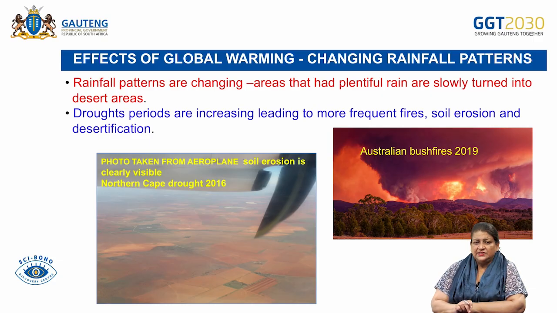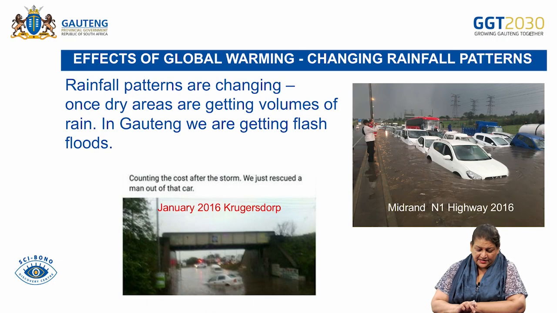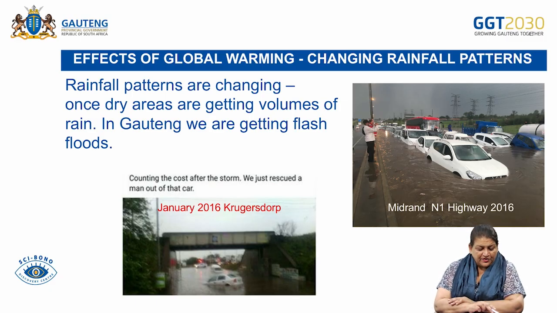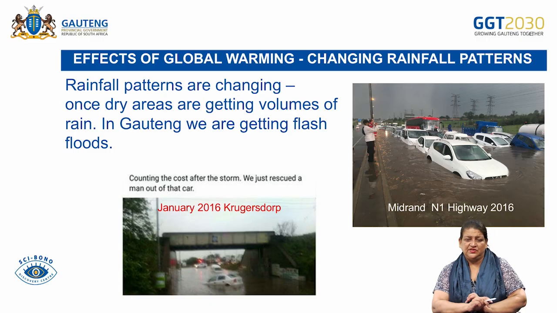Okay, so this is not good, children. Okay, we need to prevent our fires and save our planet and also save ourselves. You can see here, just like locally in Krugersdorp in 2016, there were flash floods. Okay, and rainfall patterns are changing because dry areas are getting volumes of rain. In Gauteng, we are getting flash floods. So maybe some places there's rain and some places there's no rain. So this is a change in the climate because of the pollution.